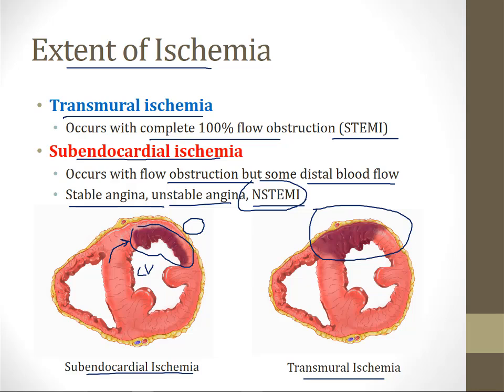vulnerable to ischemia. So when you have limitations in flow that are not complete or 100%, this is the area that becomes ischemic. So this area becomes ischemic in patients with stable angina and unstable angina, and in patients with NSTEMI, this is the area that develops infarction.